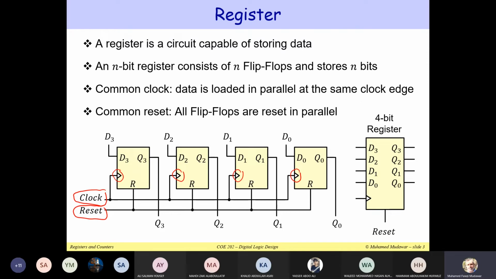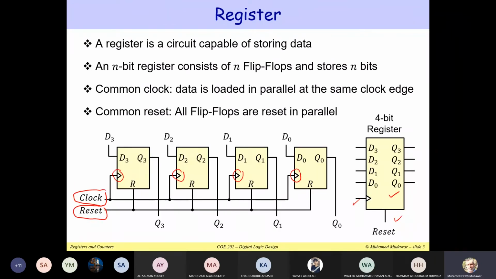So here's an example of a 4-bit register. Notice how we draw the symbol, and this is the clock input, and this is my reset. Today, if you have a CPU inside your computer system, there are many registers inside the CPU, and programmers use them to store the intermediate results of computation. So they store them inside registers. This is the meaning of a register.